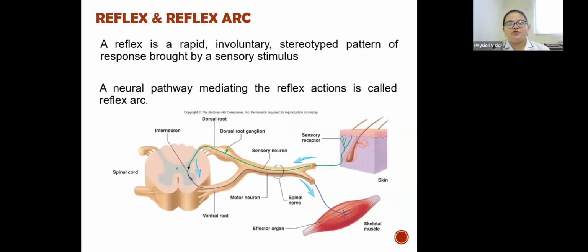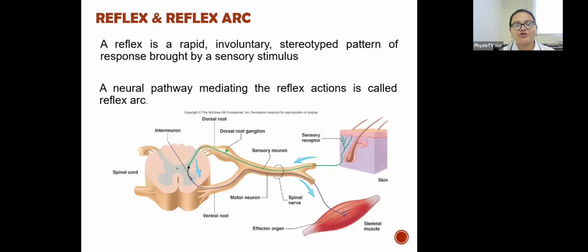Next, we move on to the reflex and the reflex arc, which is a major function of the spinal cord. It mediates or relays all the reflexes. So what exactly is a reflex? It is a rapid, involuntary, stereotyped pattern of response brought on by a sensory stimulus.